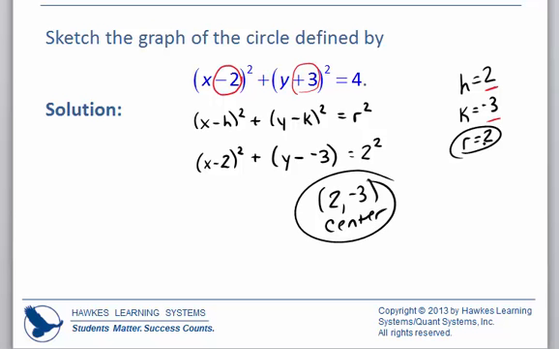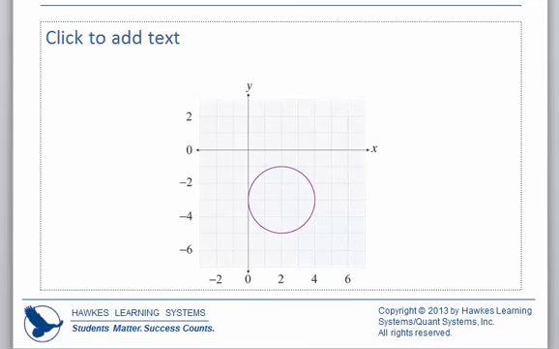And we have a radius of 2, and we're going to take that to a graph. So (2, −3) is our center. I can come over 2 and drop down negative 3 and plot my center. And then the radius was 2. So the easiest way to draw the circle is to go directly across 2, directly up 2, directly over 2, directly down 2, and then connect those dots.